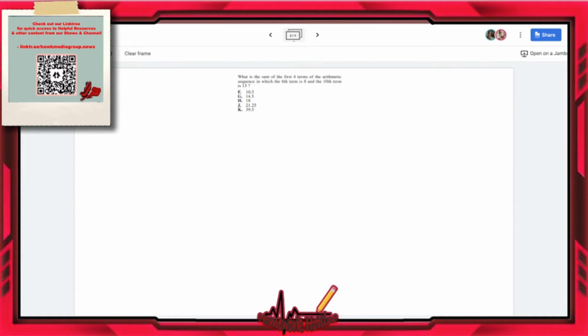So we need to find the sum of the first 4 terms. We know the 6th term, we know the 10th term. So what I'm going to do here is set up a quick little visual to hopefully make this a little bit easier to understand.